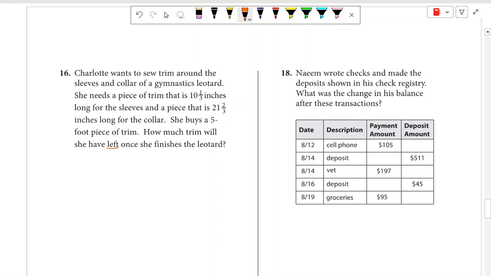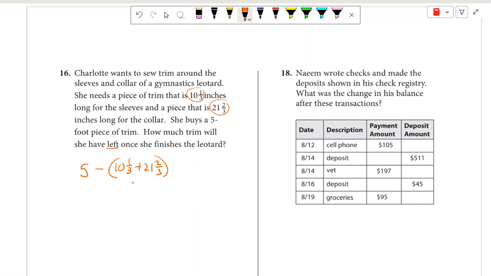Alright, so let's go ahead and add together what she's going to use here. So this one and this one. And let's set up a little expression for ourselves. She bought a 5-foot piece, and we're going to take away what she is using. She's got 10 1/3 plus 21 2/3. So we have to do what's in the parentheses first to be able to take it away from the others.